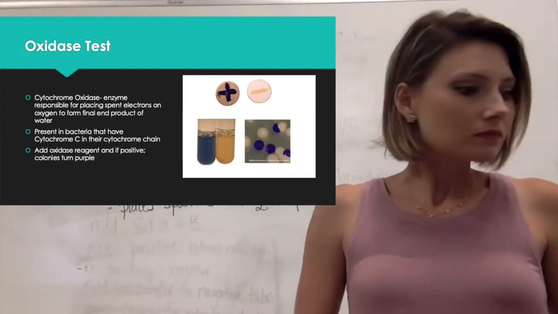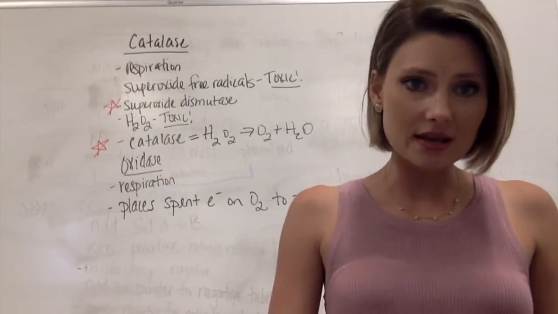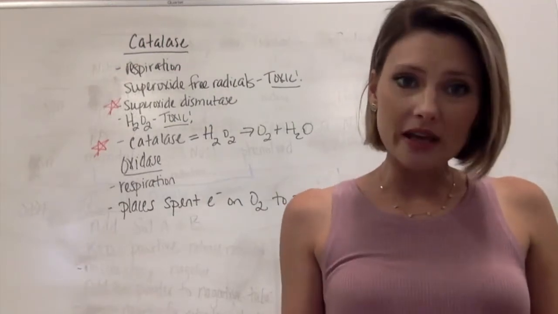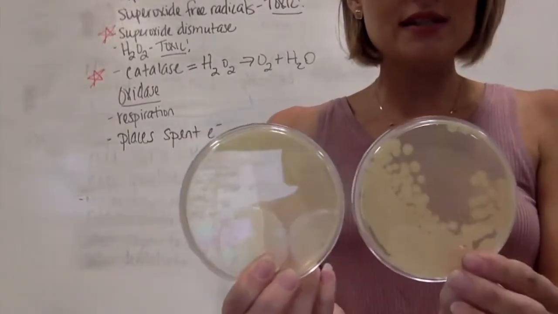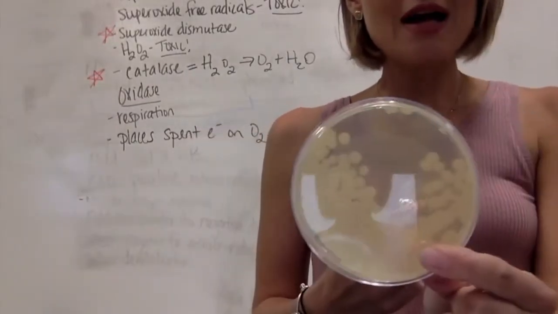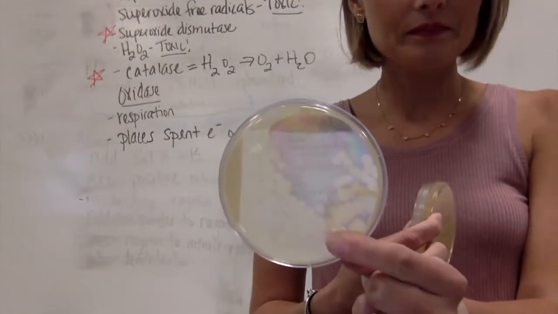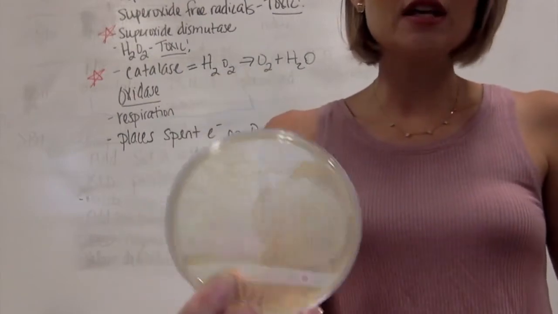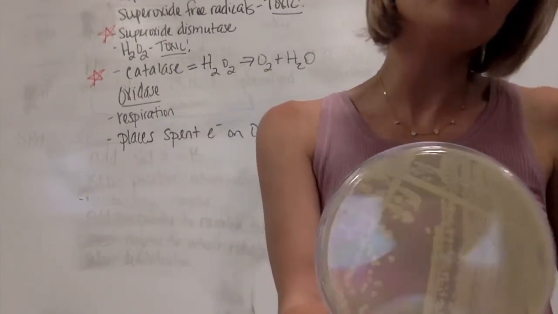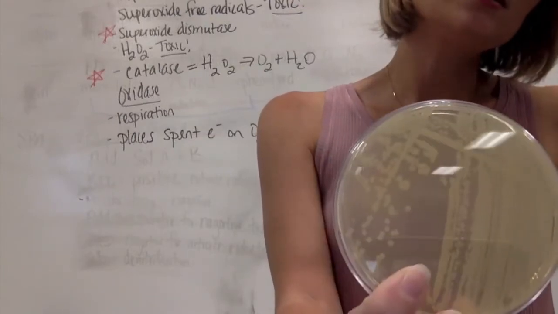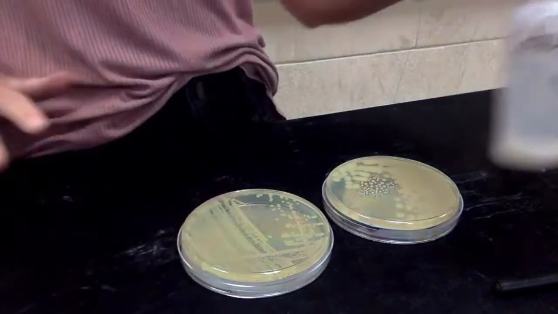To test for the presence of catalase and oxidase, you have to do a streak plate. So here are the two streak plates that I did. Here's my Bacillus. And here's the E. coli. So I did an E. coli streak plate. Look at those beautiful isolated colonies. Aren't they so pretty? So the first test that we're going to do is catalase. So here's my catalase test.